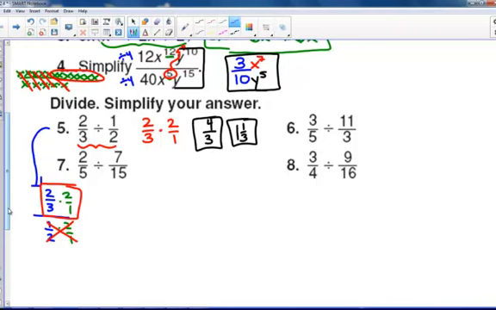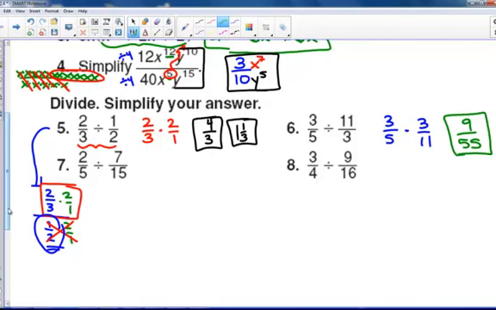Right next door, number 6. Basically, whenever you have division, you're going to change it to multiplication and flip the fraction behind the initial division sign. You're flipping the fraction because you're getting that thing off of the denominator. So my numerator here would be 9. My denominator would be 55. Done. If you can reduce, you need to. No decimals though.